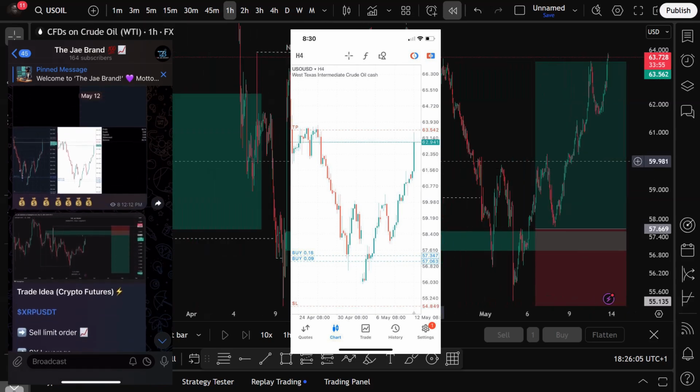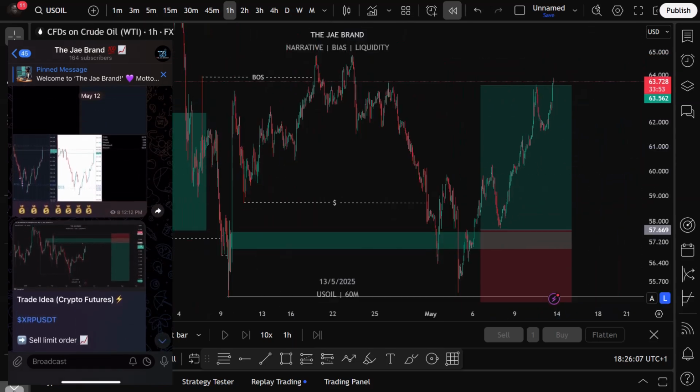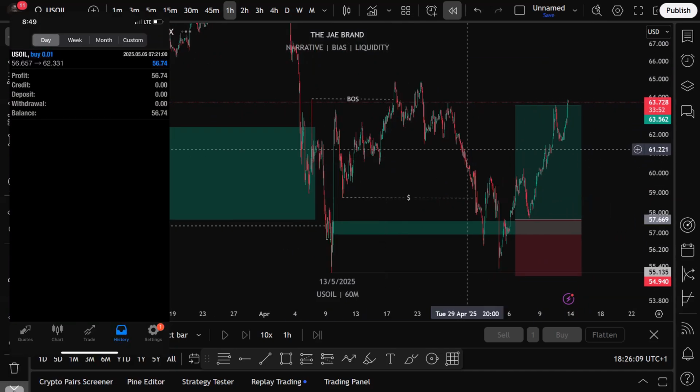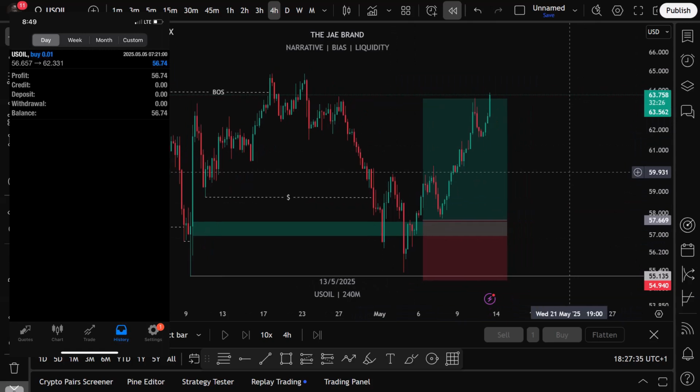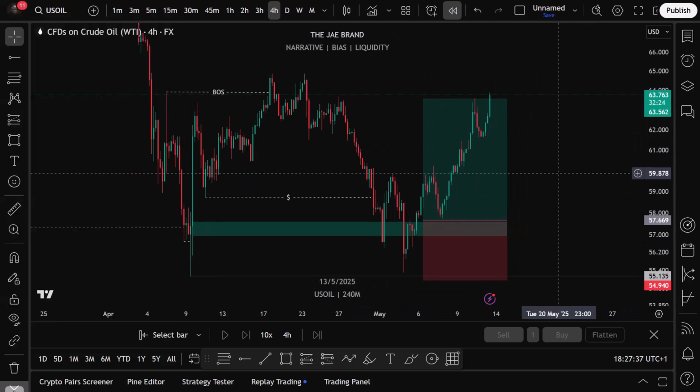So this is just the simple move. This is just the setup. That's it, guys. It's as simple as ABC. Structure and liquidity is king.